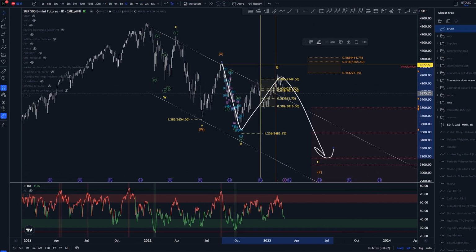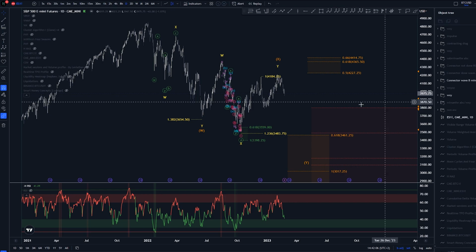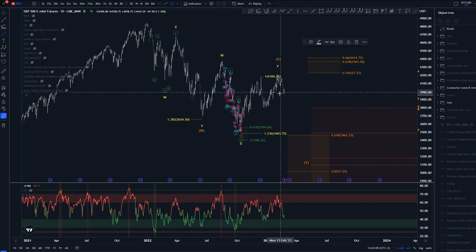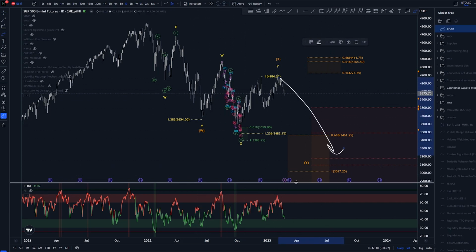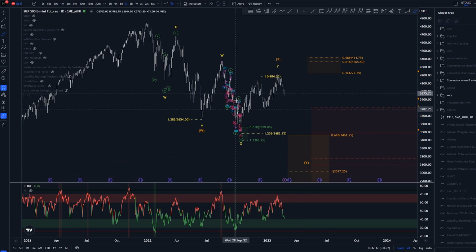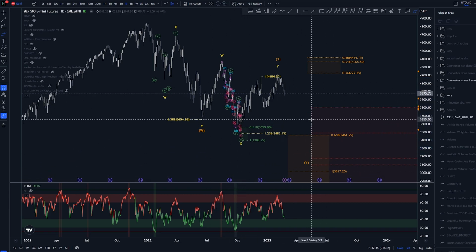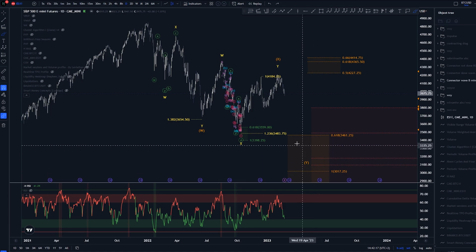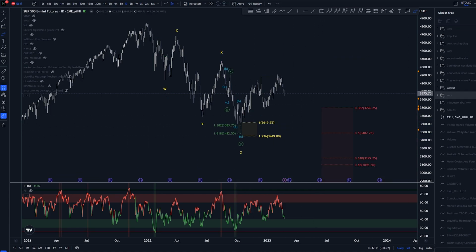The other way of looking at this was that we would have this whole thing as a wave W, and then still we would be looking for lower prices. And again, on both these higher degree wave structures, we are looking for one more low, taking out these lows. There is one case where we have bottomed in here, which would be a WXYZ.